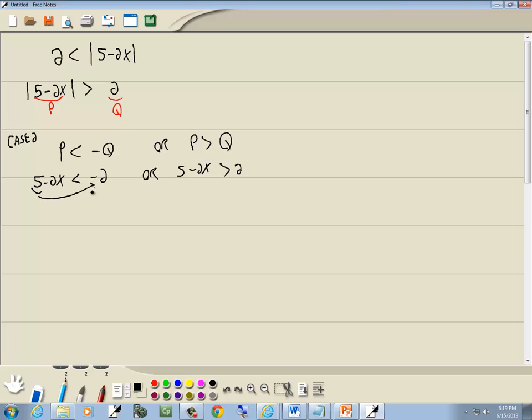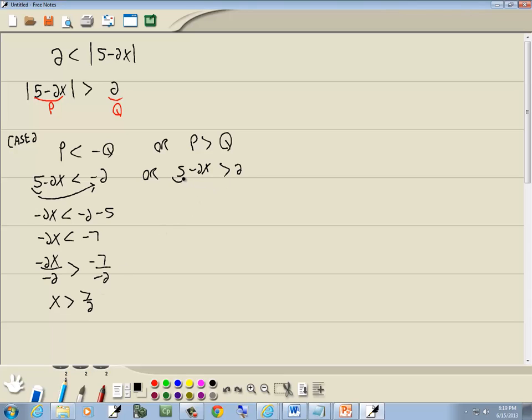Take the 5 over, and we've got negative 2x is less than negative 2 minus 5. Combine together the numbers. Negative 2, negative 5 is negative 7. Then last step, divide both sides by the number in front of your x, which is negative 2. And remember, if you divide by a negative number, you flip your inequality symbol. So this less than becomes a greater than. So we've got x is greater than 7/2.